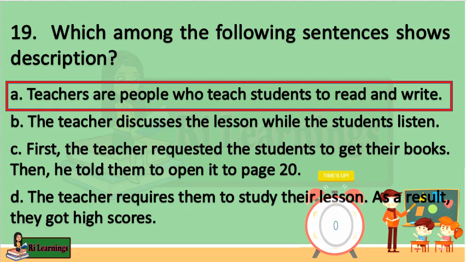The correct answer is A. Teachers are people who teach students to read and write. Explanation. Description focuses on providing details about a person, place, thing, or concept to help the reader understand its characteristics. Sentence A describes who teachers are and what they do, which aligns with the purpose of description.